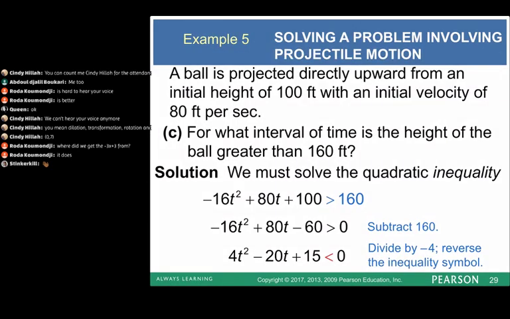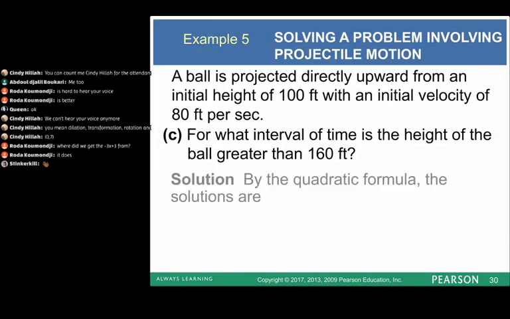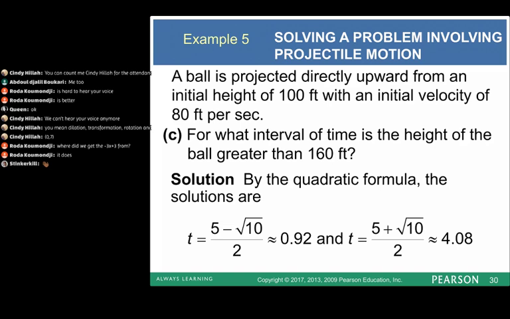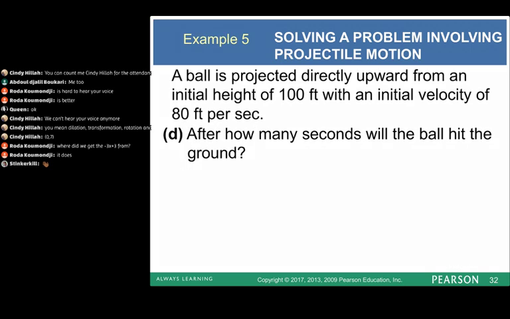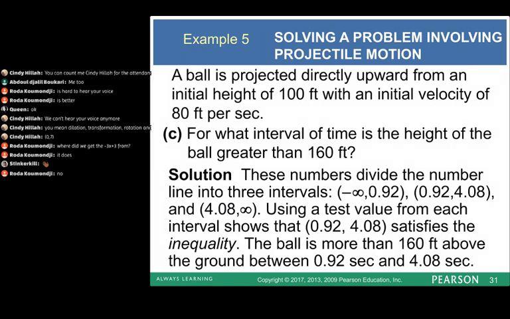They did this a little differently, but let's see. Yeah, they used the quadratic formula. I think that's what we used as well. So yeah, we got those same numbers. Divide the number line up. Okay, so right here, between those two time intervals, right? So we got it correct. Okay, I think we're almost done.